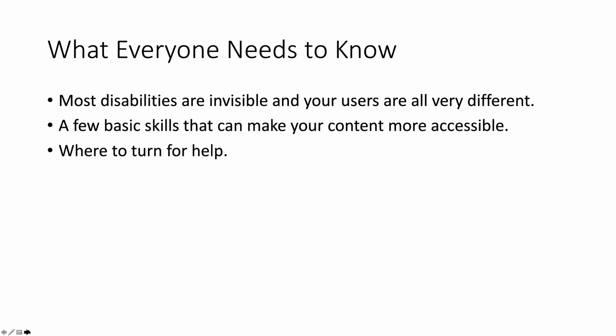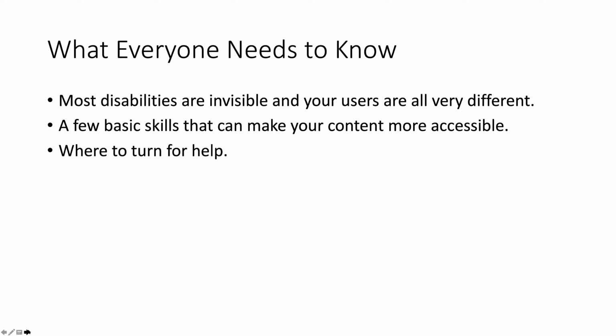But what you do need to know is that most disabilities are invisible. And your users are all very different. You can't look at someone and tell if they have a disability. Most of them are hidden. They may be dyslexic, or they may have a hearing impairment. You can't look at someone and tell that. But you do need to understand that by creating accessible content, or universal design with accessible content, you're creating as broad a base as you can for everybody.